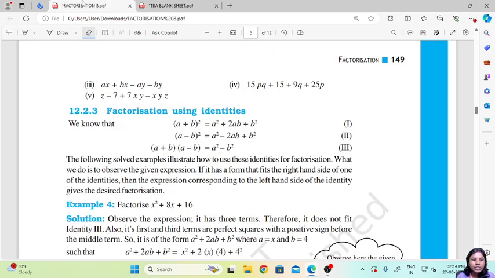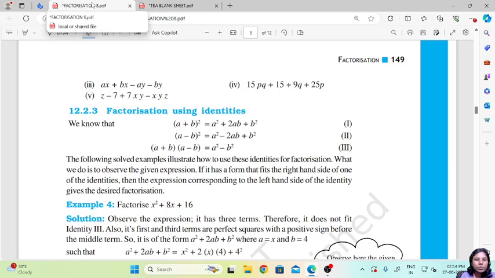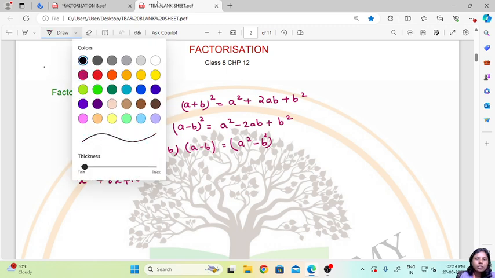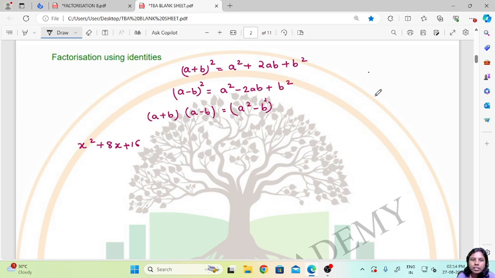So let's take an example. First one, x square plus 8x plus 16, sorry. So we have to factorize this. The first thing we have to do is identify which identity it is following. Since all these terms are plus, we can say it is following the first identity. So now let's try to factorize this.